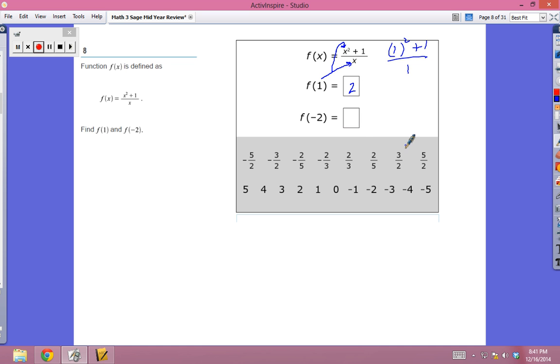And if you plug in a negative 2, a negative 2 squared plus 1 divided by a negative 2. So negative 2 squared is a negative 2 times a negative 2. That's 4. 4 plus 1 is 5. So on top you got 5. On bottom you got negative 2. So that's going to be this guy, negative 5 halves, right there.